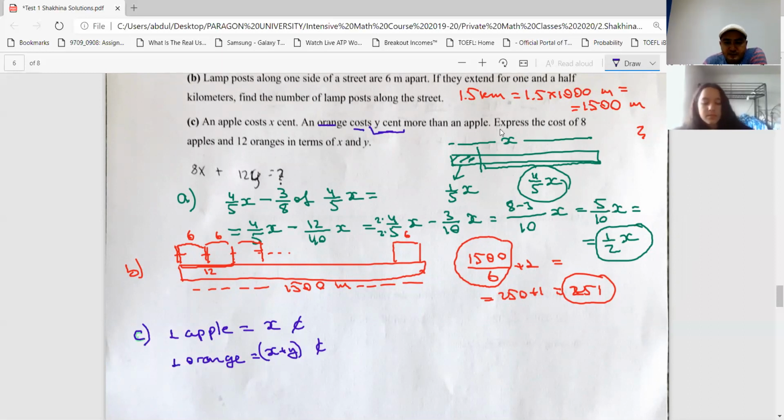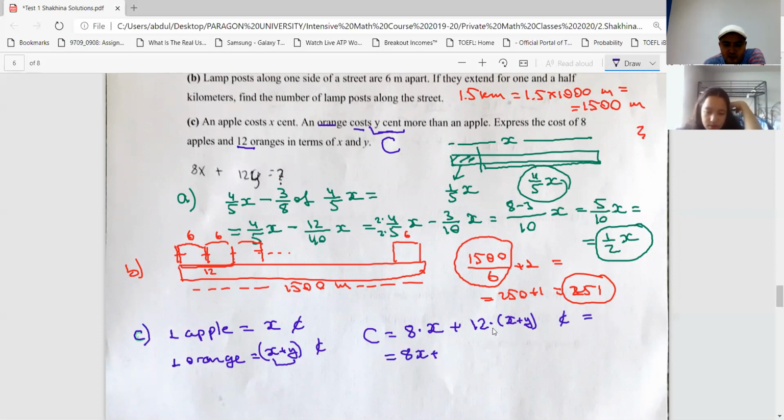Okay. The question is, express the cost of 8 apples and 12 oranges in terms of X and Y. So the total cost is C. 8 apples, so 8 times, and what is the cost of 1 apple? It is X. So that is 8X cents, right? Plus, how many oranges? 12 oranges. That is 12 times. What is the price of 1 orange? X plus Y. So that is 12 times X plus Y, in cents. Now we have to just simplify this.